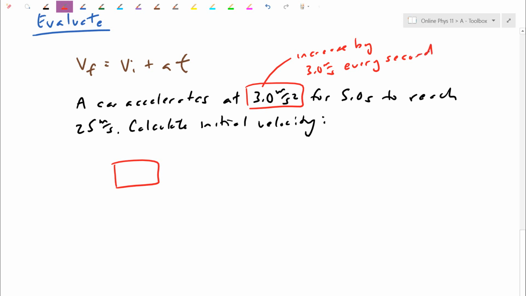So let's say I start from rest. Rest means you start from 0. After a second, you could be traveling at 3. After 2 seconds, you're going to be traveling at 6.